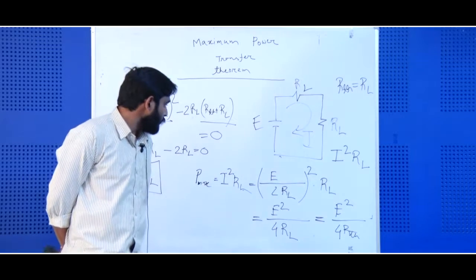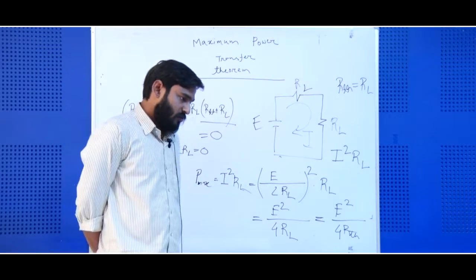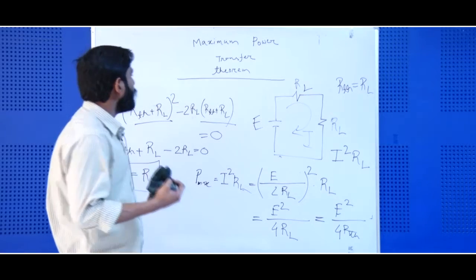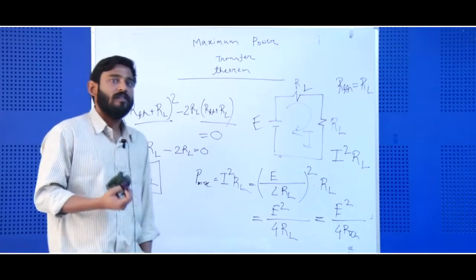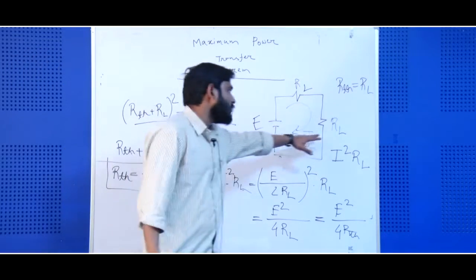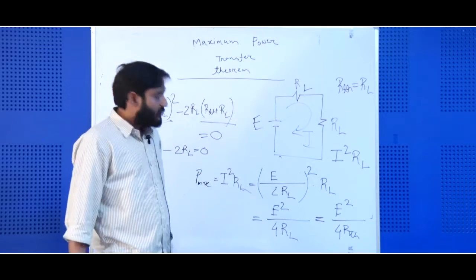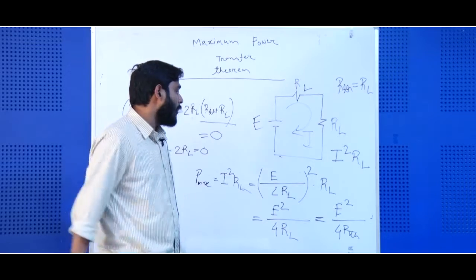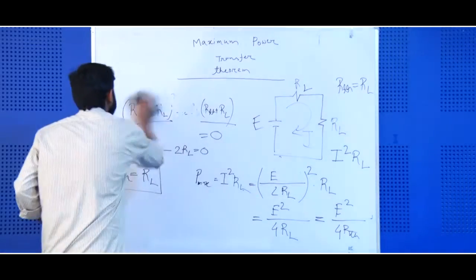So, what does it tell you? It basically tells you that whenever the total internal resistance of the circuit becomes equal to the load resistance, then the power dissipated in the load resistance of any kind of circuitry becomes maximum, and that value of maximum power is nothing but equal to E square by 4 RTH.